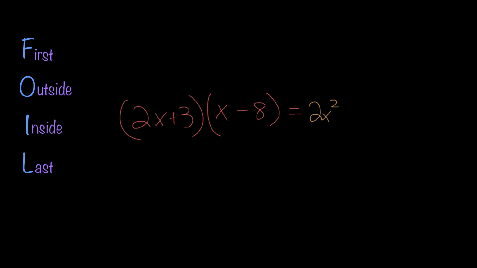Looking at the O, that stands for outside, so we look at the outside terms of the entire thing. So 2x and minus 8 are the terms. So 2x times minus 8 gives us -16x. We then have I, which is for inside, so we look at the two innermost terms, which is 3 and x, so 3 times x is 3x. And finally the L, which stands for last, so we look at the two last terms within each polynomial. So 3 times -8 is -24.